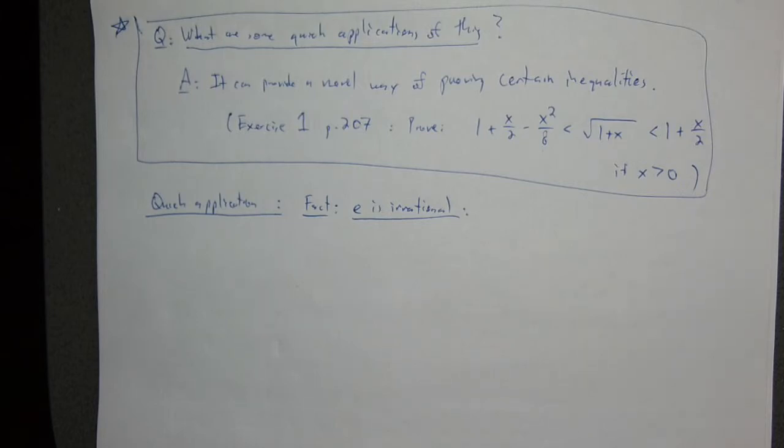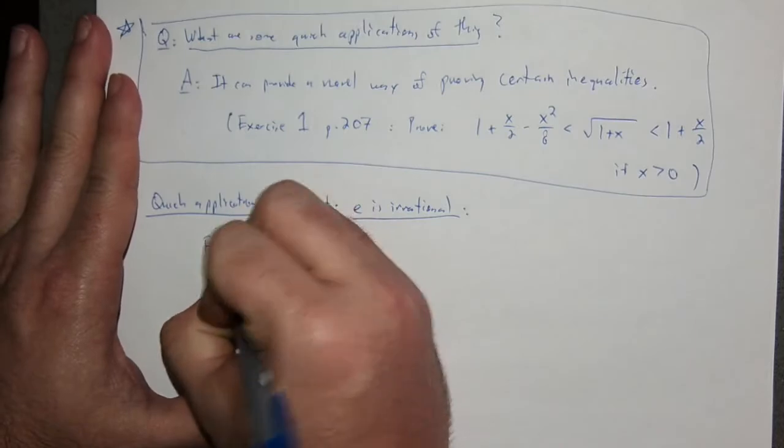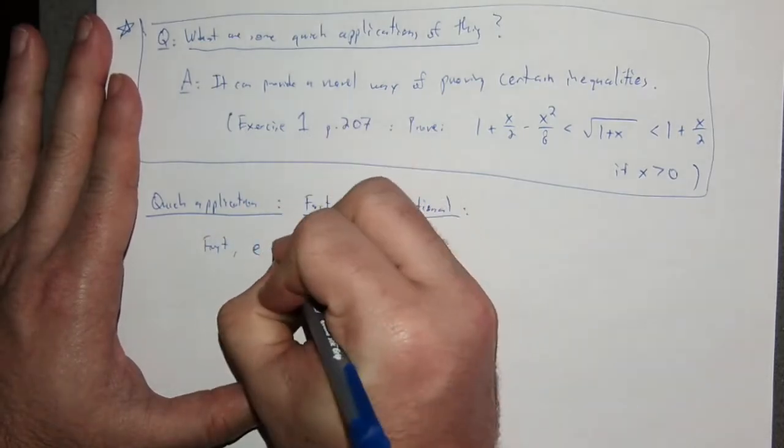So what would you have to do? Well, one way to do this is actually using the Lagrange remainder theorem. So basically, what do we do here? We say there's a couple of things. First, e is strictly less than 4.